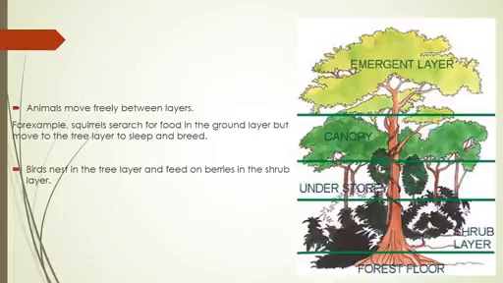A squirrel can search for food on the ground layer, but it lives on the tree and sleeps on the tree. Similarly, birds make their nest on the tree, but they search for their food in some other layer. So this is something about the woodland structure.